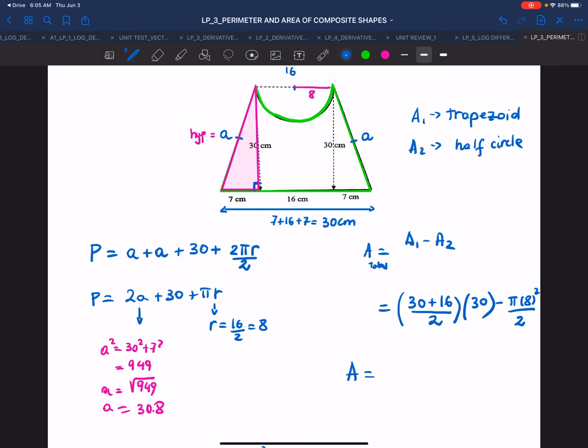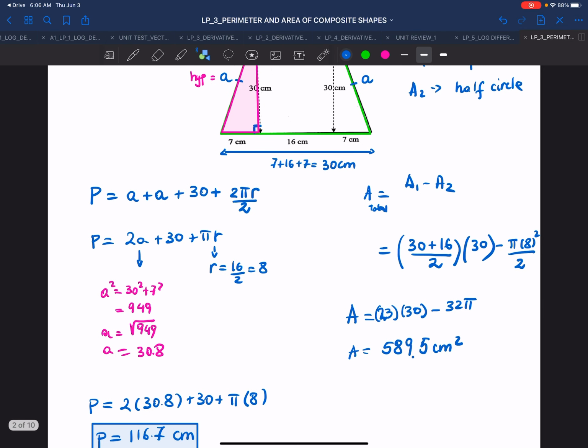So use the calculator to find the value. So 30 plus 16 is 46. Divided by 2 is 23, sorry. And then times 30 minus 64 pi over 2 is 32 pi. So 23 times 30 minus 32 pi equals 589.5. And that would be in centimeters squared. And that would be the answer.